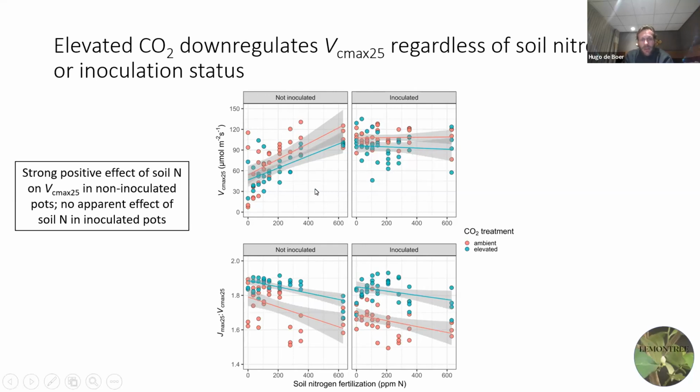In combination with that, we see very clearly a relationship between how much soil nitrogen is available for the plants, but this only works in the not inoculated plants. If they are inoculated, so that means if the soil has microbial communities that facilitate the uptake of nitrogen for the plants, we don't see this effect. So very clearly, the availability of nitrogen is also influencing the height of the VC max in combination with the availability of CO2 in the atmosphere.